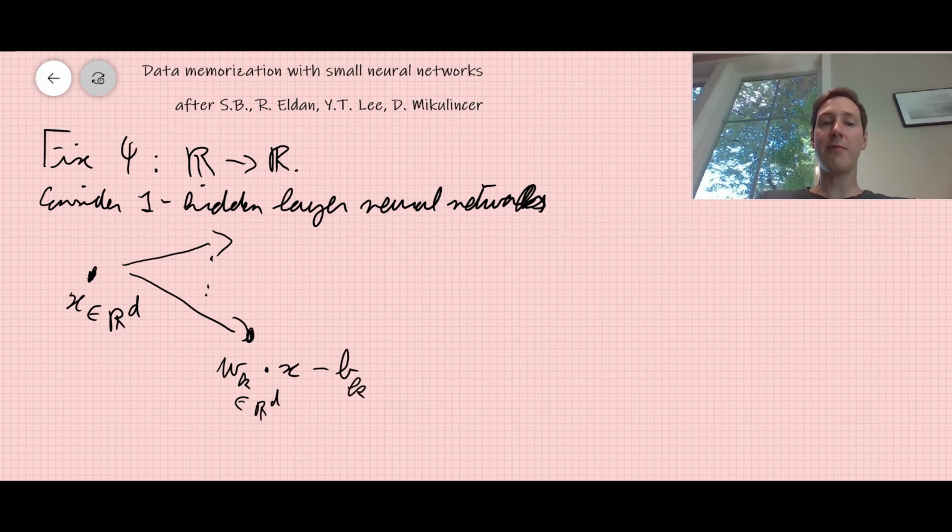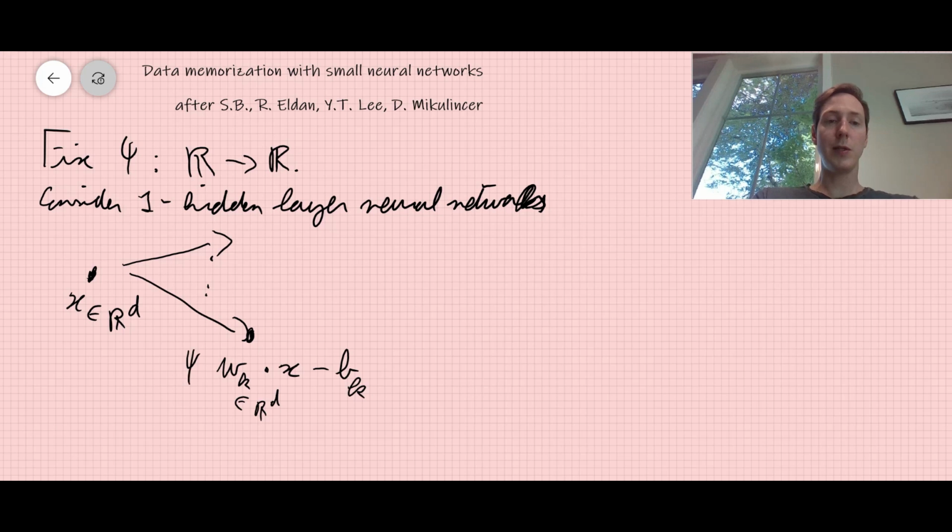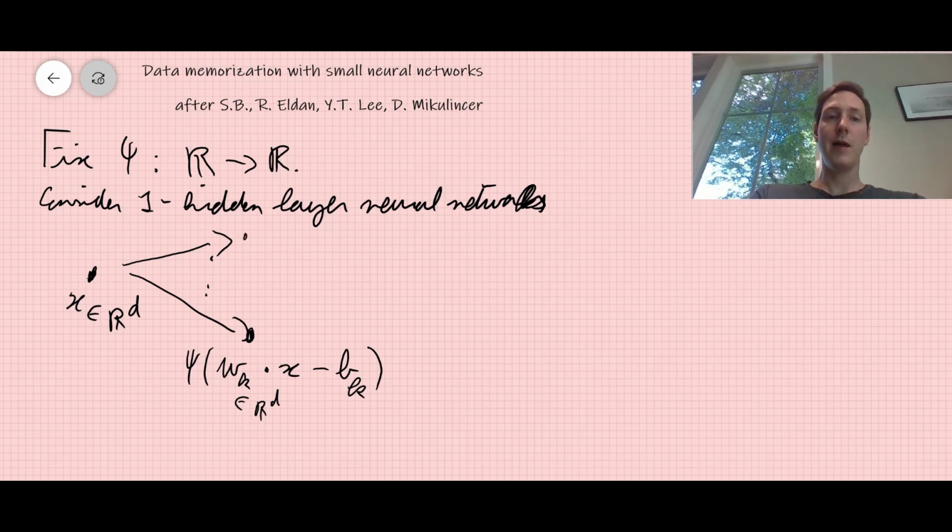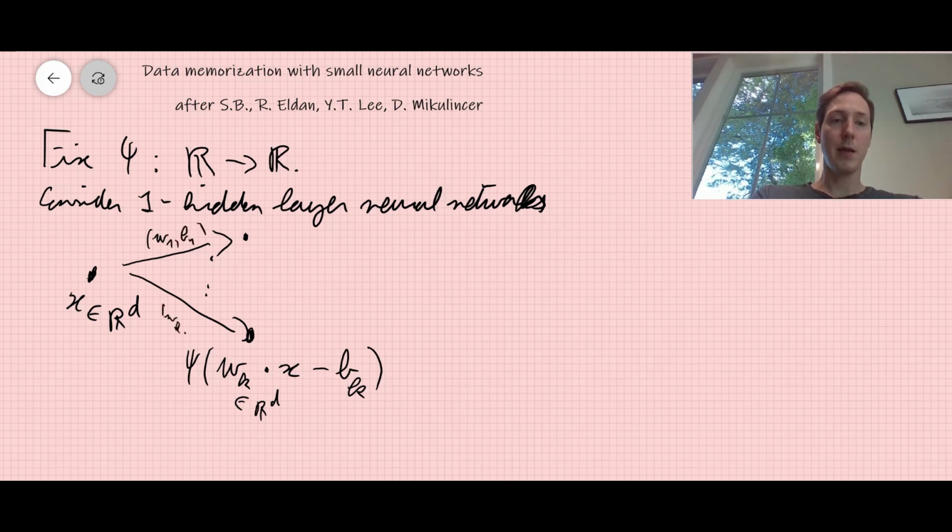So this is the affine map that is being computed by the k-th neuron, and then it makes this affine map go through the nonlinearity psi. So what the k-th neuron computes really is psi of w_k·x minus b_k. Okay, and you have k of those. So let's say the first neuron you have w_1, b_1, etc., up to w_k, b_k.